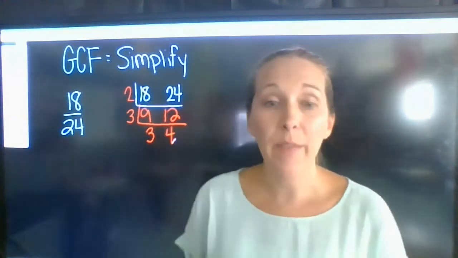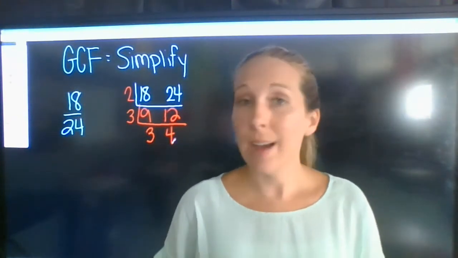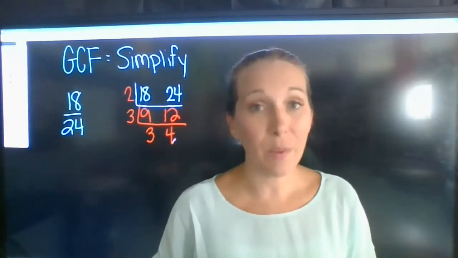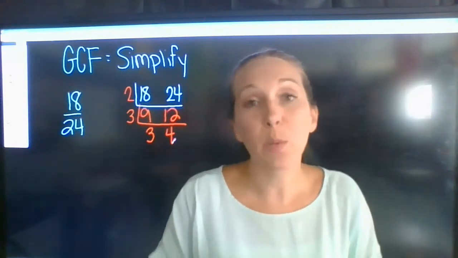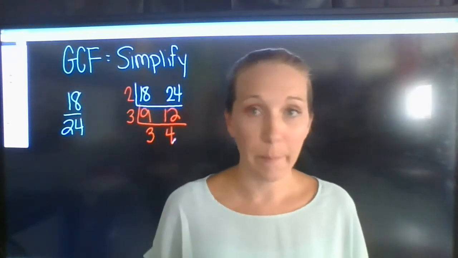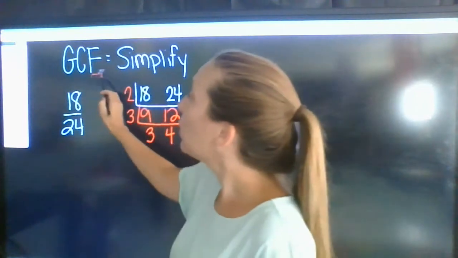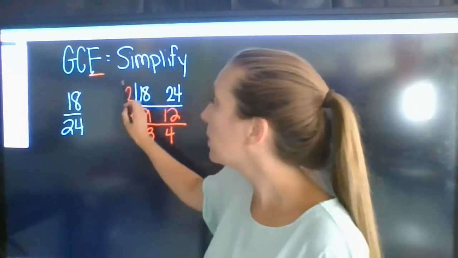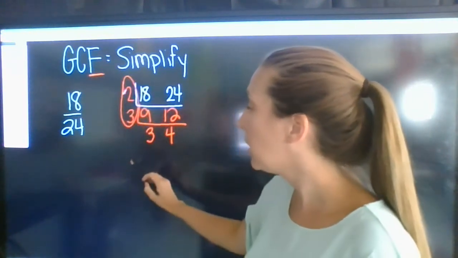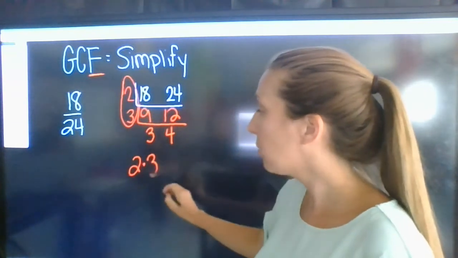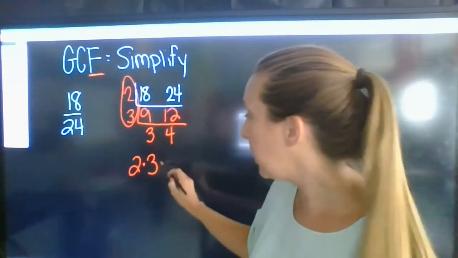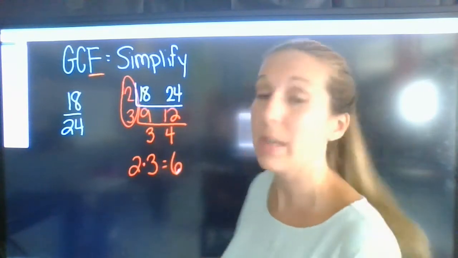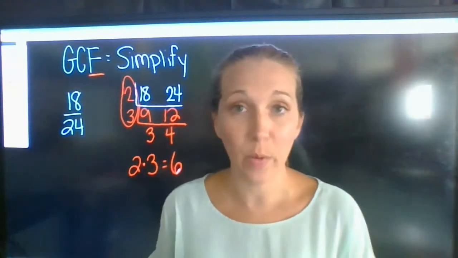Now if you notice, we have 3 and 4 left. There's not a number that can go into both 3 and 4 besides 1. So that means we're done. We cannot break it down anymore. Now remember, with the GCF, we're looking at the factors. We're looking at the numbers that we factored by, which would be 2 times 3. 2 times 3 is 6. So the greatest number that can be divided into 18 and 24 is 6.